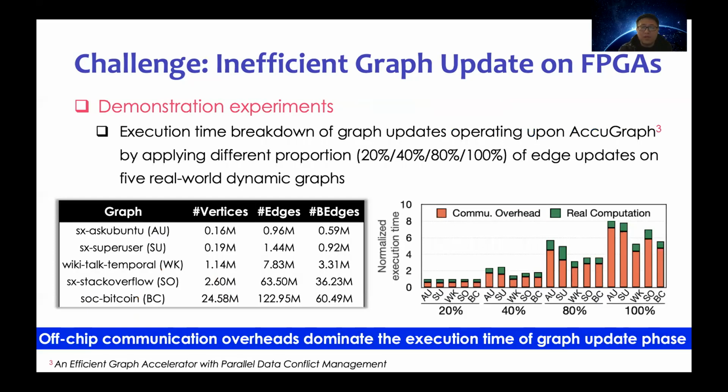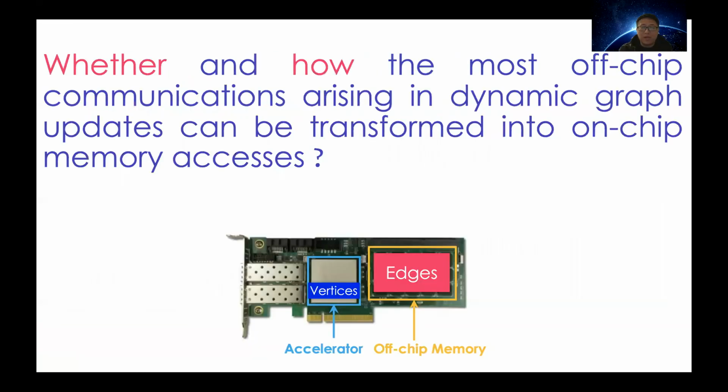To demonstrate this, we conduct a set of experiments to break down the real computation time and off-chip communication time of graph updates operating over AccuGraph. We see that communication overheads dominate the overall execution time of graph update. Therefore, we focus on addressing whether and how the off-chip communication arising in dynamic graph updates can be transformed into on-chip memory access.